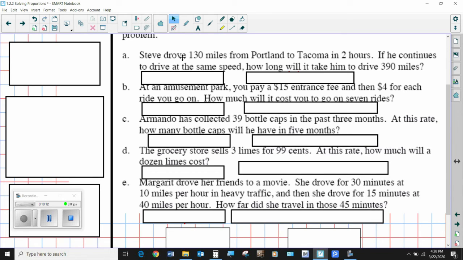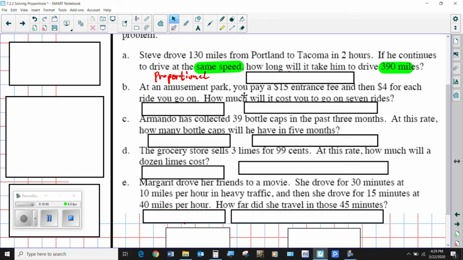So starting off, Steve drove 130 miles from Portland to Tacoma in 2 hours. If he continues driving at the same speed, that's important, how long will it take him to go 390 miles? Okay, is this proportional or not? I say it is, because they're driving at a constant rate of speed, and if you take no time going anywhere, you're not going to travel any distance. So 0, 0 is an important element of all proportional relationships. So this is a proportion.